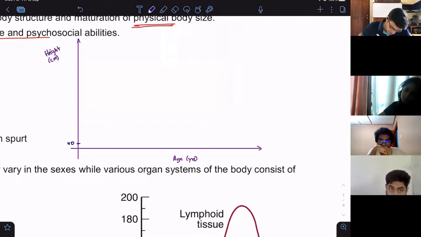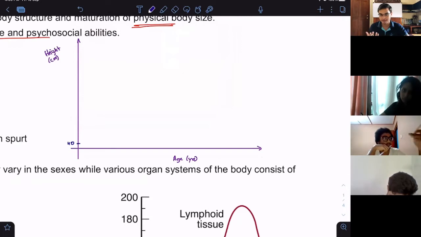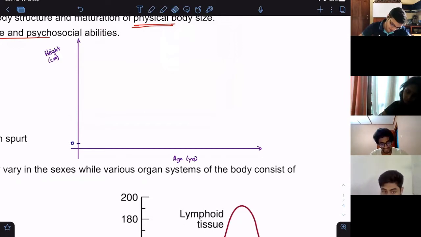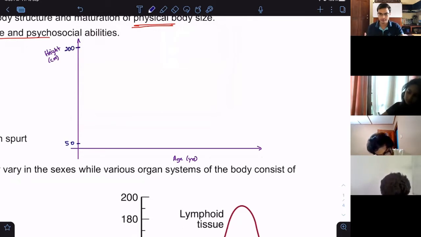It started off somewhere around... We can't be born at zero height, no, guys. We can't be born at 0 centimeters, right? So we are born at usually around 50 centimeters, and the scale goes up. Usually, on average, humans don't cross 200 centimeters. There are some exceptions, but not very common.